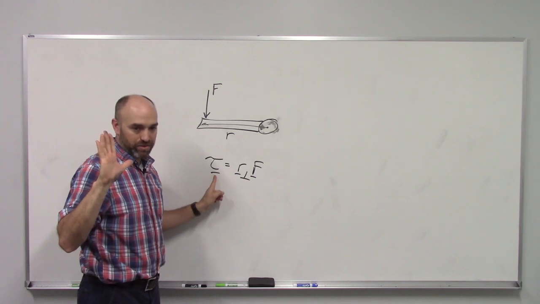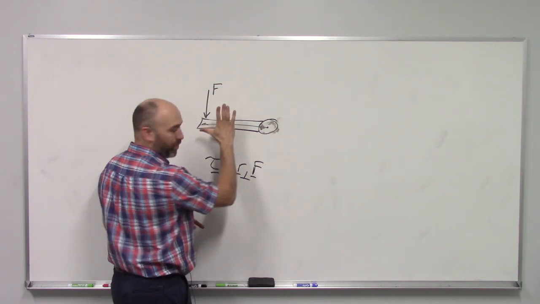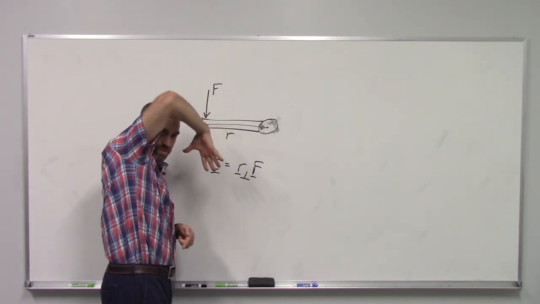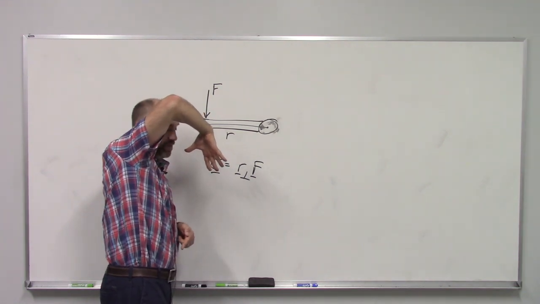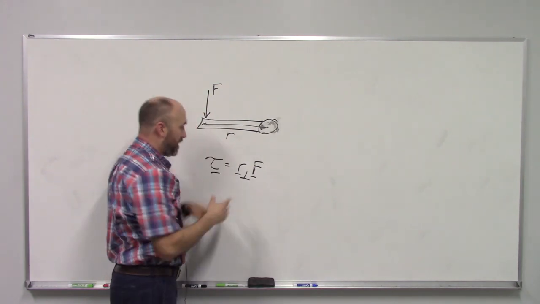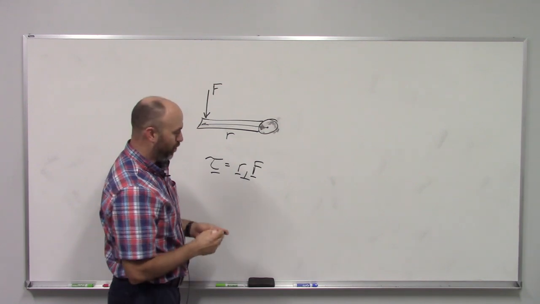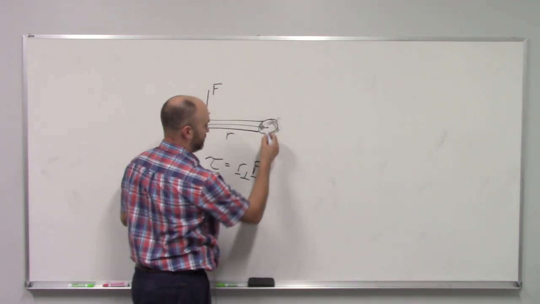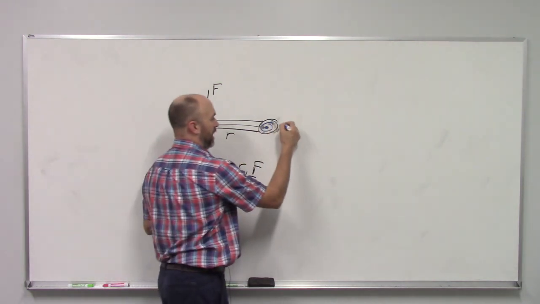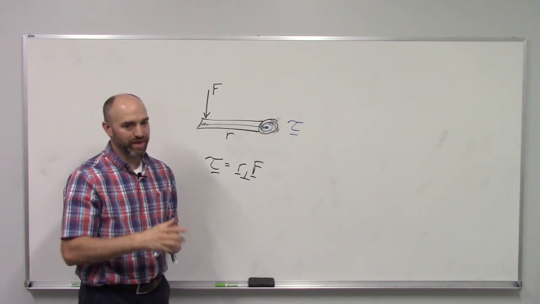So you gotta put your thumb, the radius points this way, so I gotta put my thumb that way. And then the force goes down, so I gotta put my fingers down. And then the answer comes out of my palm, so it's out of the board. So the answer to this torque problem is out of the board. And we would draw that, just put a dot there with a circle around it. Okay, that's the first right-hand rule.